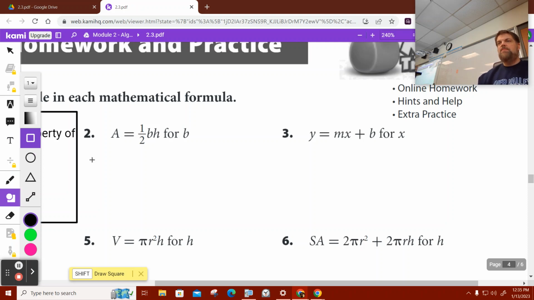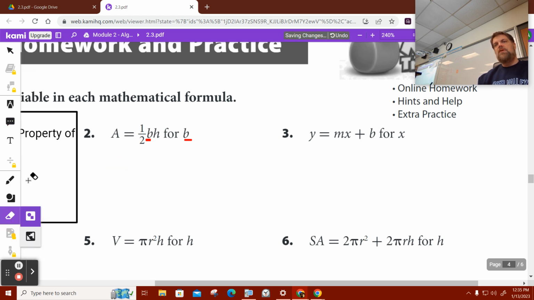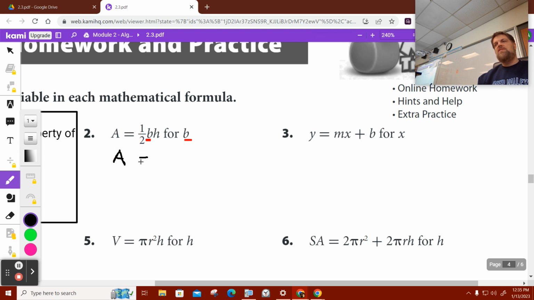So now for this one, this is not the most fun because it has a fraction. But we're asked to solve for b, so that means we want to get b by itself. So to get rid of the fraction, in other words, I could say A is equal to 1/2 times b times h.